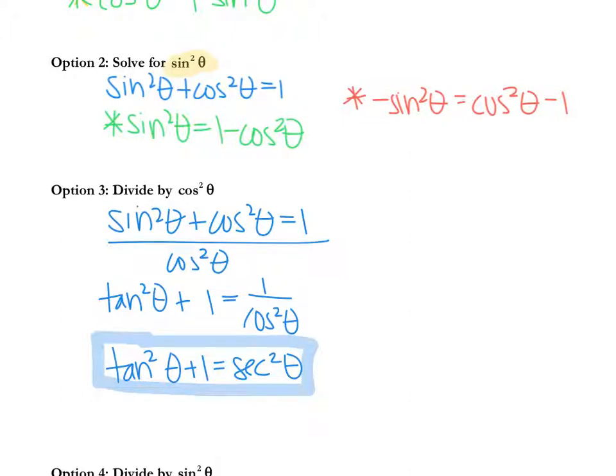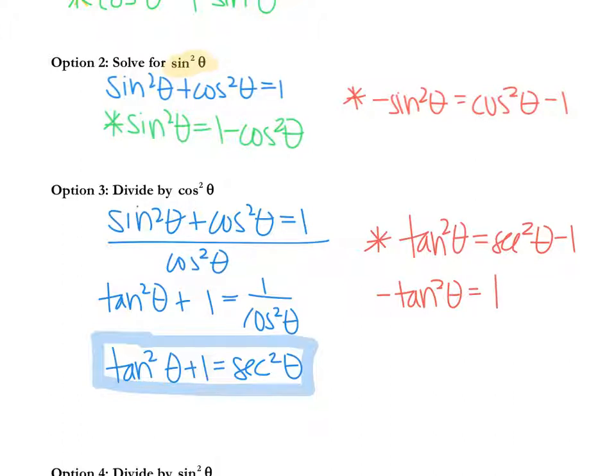And then, of course, a manipulation of this would be tangent squared theta equals secant squared theta minus 1. And then we could also make that a negative tangent squared, which means the signs on the right-hand side would flip.